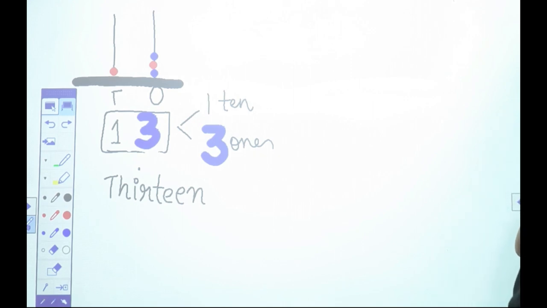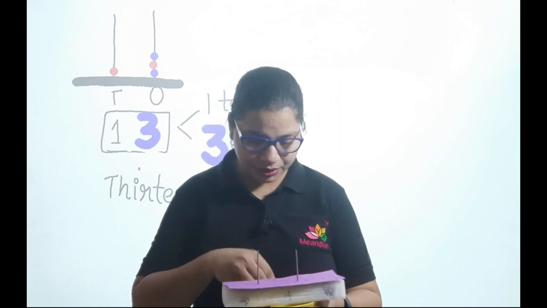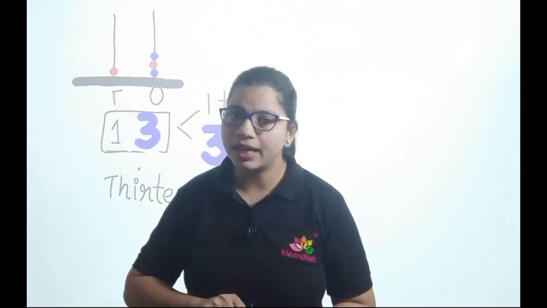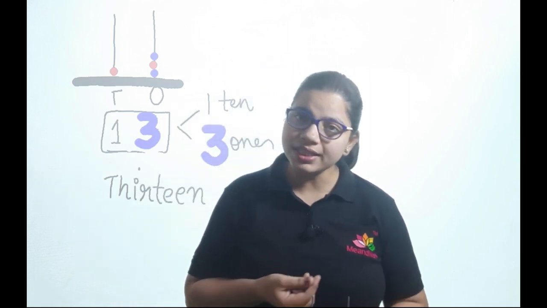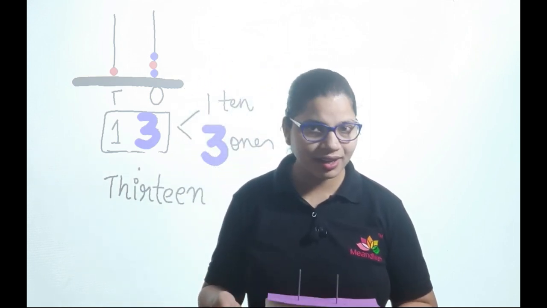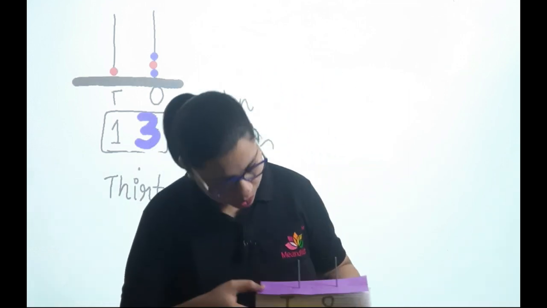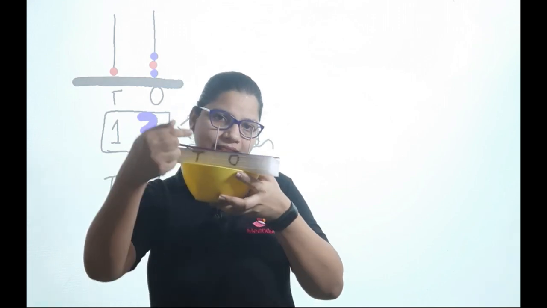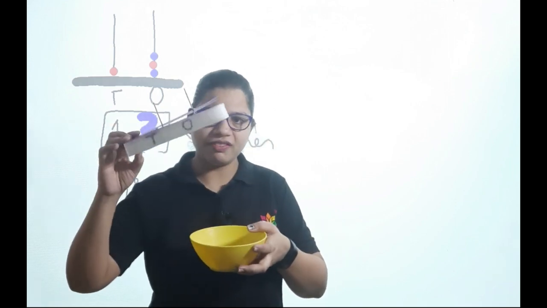Ready? Now, here I will form some numbers and you just have to identify the number and tell me how many ones and tens there are. Okay, very good. I'll place it like this so you can have a good view. It's ones, tens, ones, tens, ones. This is the abacus tool we have made.